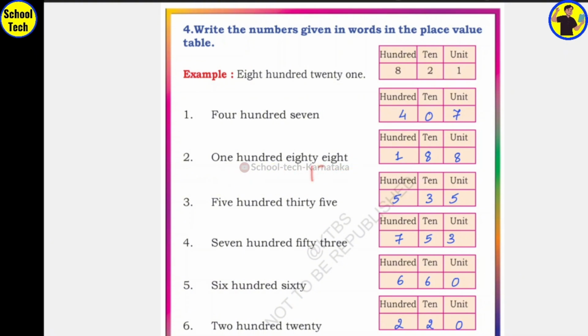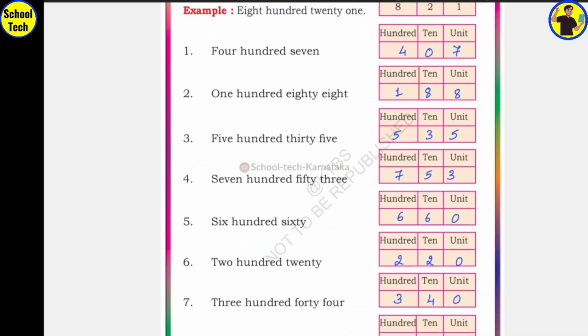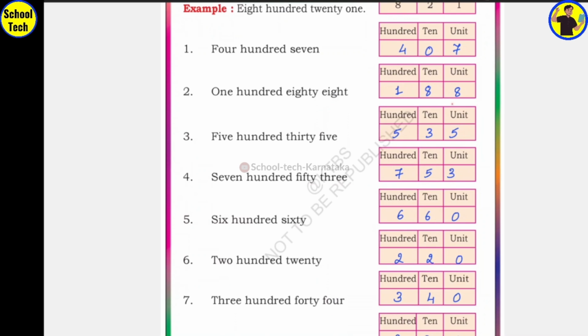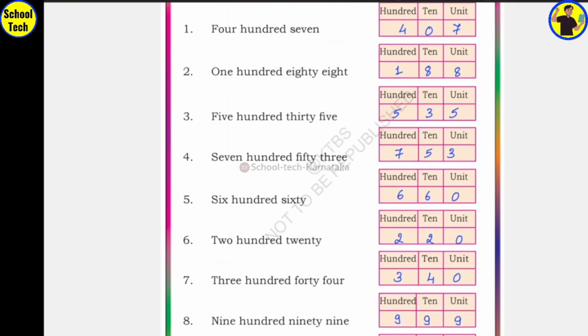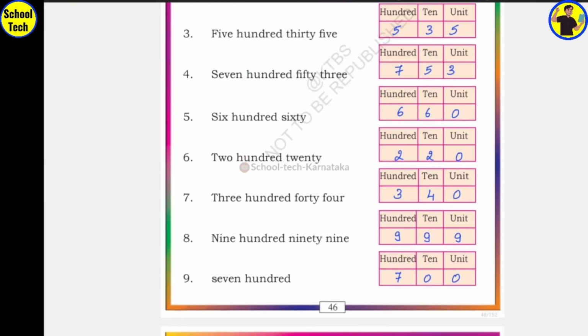Second one, 188. Write it in place table value. Unit place 8, tens place 8 and hundreds place 1. In the same way you can solve the next numbers.